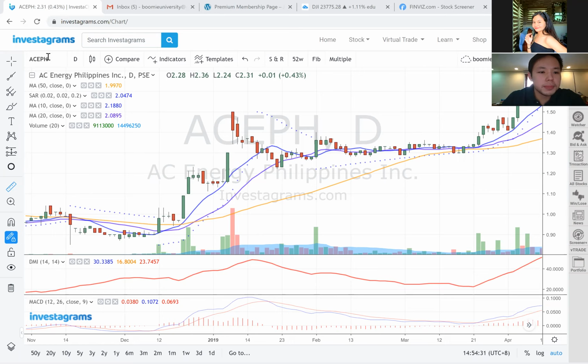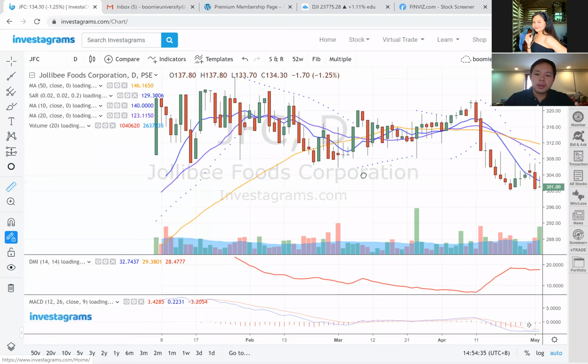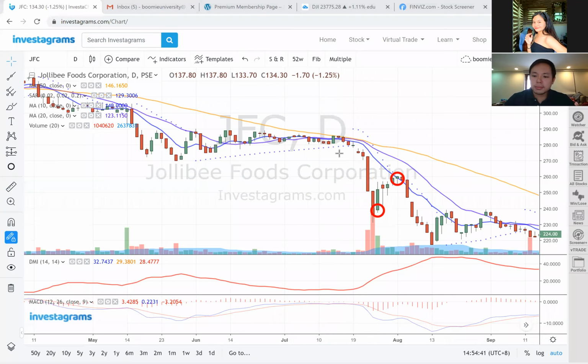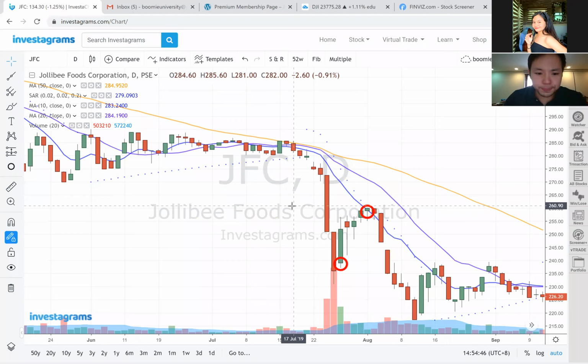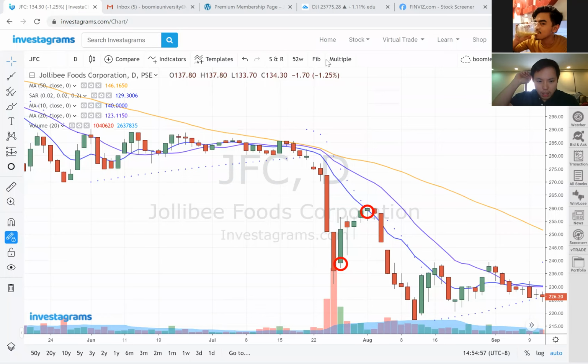Jollibee. Okay, Jollibee is a bounce play that I made in this particular time. Okay, nakikita niyo ba? Yes. Okay. So, this one is the bounce play. This is available sa premium members, but just to give you an idea, my target profit taking, profit target ko was the 10 day, at least 20 day maximum, and then 50 day. Okay, so that was my target.